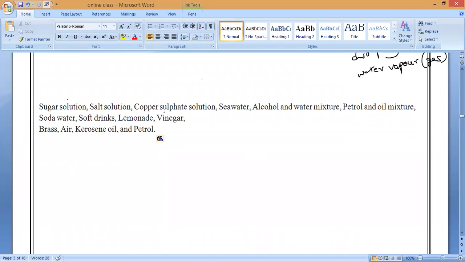So you can take sugar solution as an example, salt solution as an example, and if you dissolve copper sulfate in water, what do we call it? Copper sulfate solution. Understanding? That is also called a homogeneous mixture. Seawater is a homogeneous mixture. Alcohol and water is a homogeneous mixture.